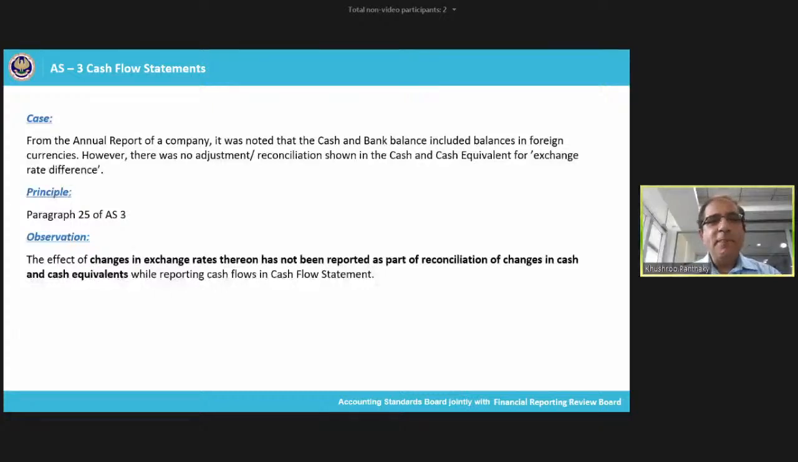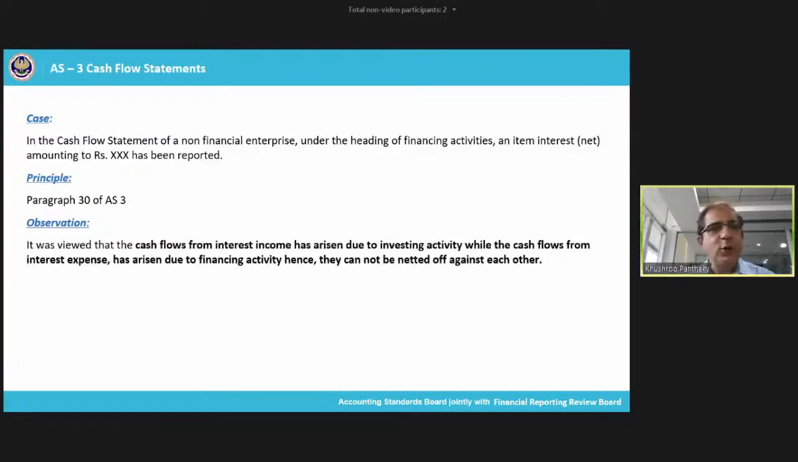In the annual report of a company, it was observed that the cash and bank balance included balances in foreign currencies. If at all the company has been dealing in foreign currency, your cash and bank balance will have exchange, which is not your reporting currency, but it can be your foreign exchange as well. However, there was no adjustment or reconciliation being shown in your cash and cash equivalent for the exchange rate difference. As we know, at the year end, you need to reinstate your foreign currency balances at the year end rate. This was not being done as a part of the requirement of the disclosures in the cash flow. And therefore, the conclusion has been that the effects of any changes in the exchange rates, which have not been reported as a part of the reconciliation of your changes in the cash and cash equivalents, need to be done while you report your cash flows in the cash flow statement. Look at the next one.